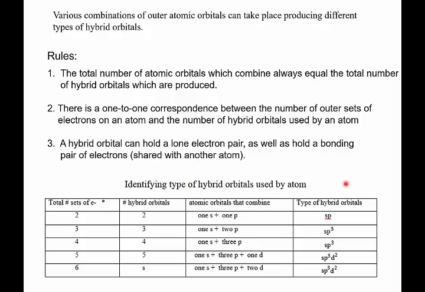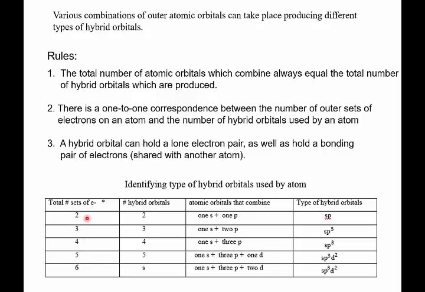All right, now this little chart is very useful. It shows how, by doing the right counting and applying the rules, we can determine the type of hybrid orbitals that are going to be used by an atom in a molecule. Step 1 is to count the total number of sets of electrons, which I hope I've explained well. This chart has these possibilities. You could have a total number of sets of electrons of 2, 3, 4, 5, or 6.